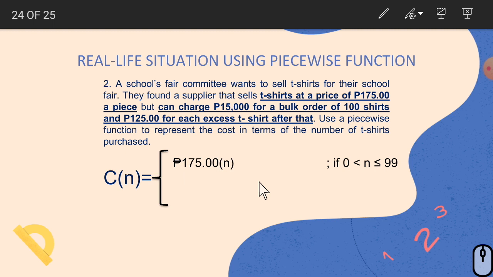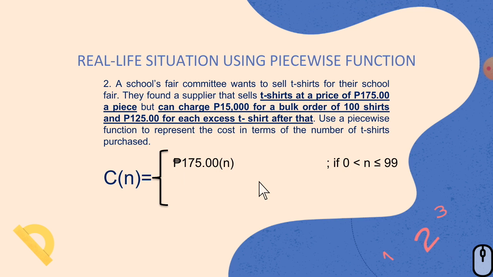So yung n doon is yung bilang ng t-shirt na bibilihin mo. So ano yung value ng n doon? Yung value ng n natin doon is from 1 to 99 t-shirts. Bakit? Kasi dito na pumapasok yung ating second condition, which is 15,000 pesos if n is equal to 100. So kapag yung bilang daw ng ating t-shirt ay 100 na piraso, ang babayaran na lang natin is 15,000 pesos.